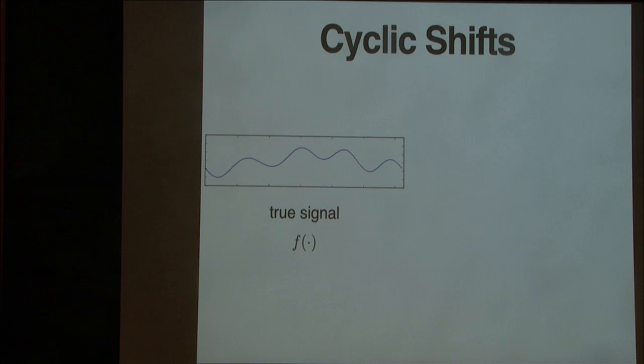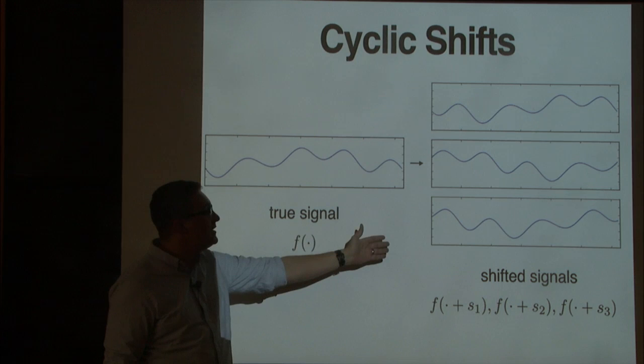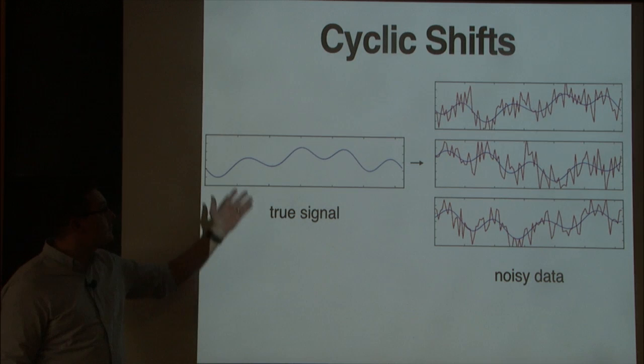You have a continuous signal on the interval 0, 1. Let's call it F. First of all, I'm going to shift my signals. This is addition mod 1. So I add some shifts, shift 1, shift 2, shift 3. I observe not those, but what I actually observe is those plus some noise on top of it. And the goal is to reconstruct the original signal from a long list of such examples.